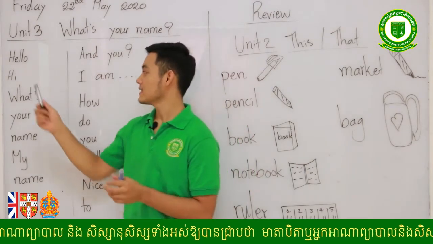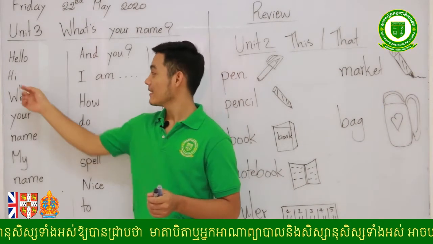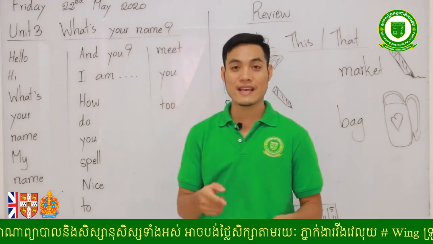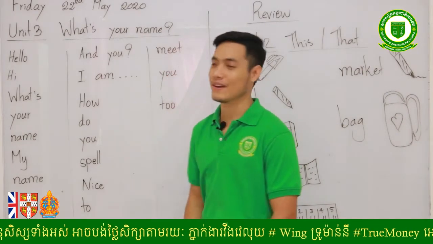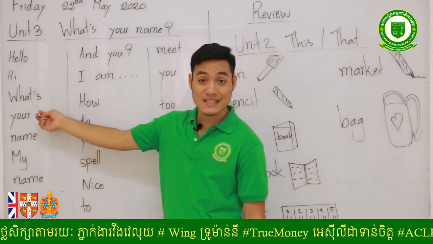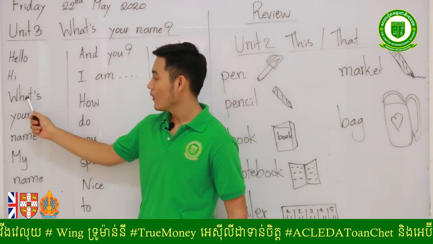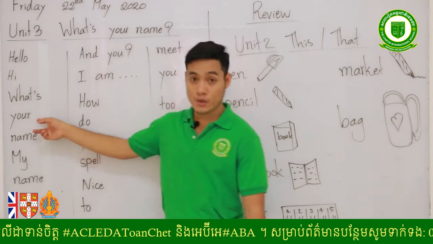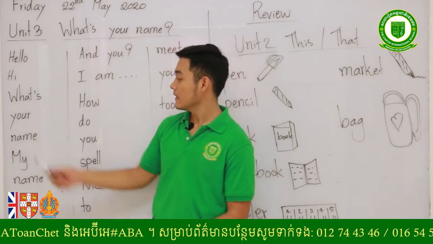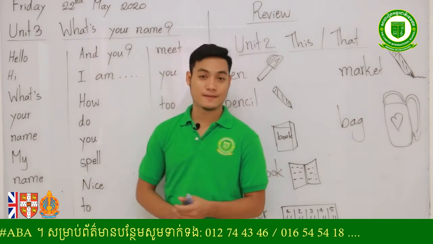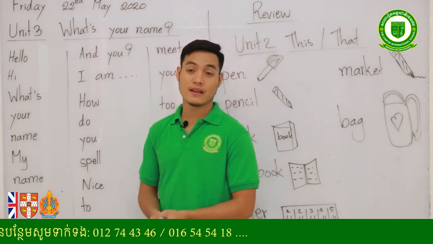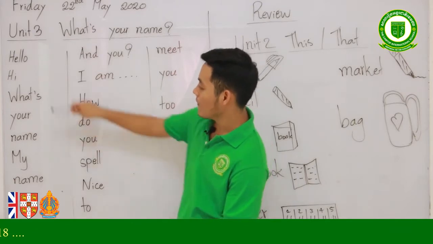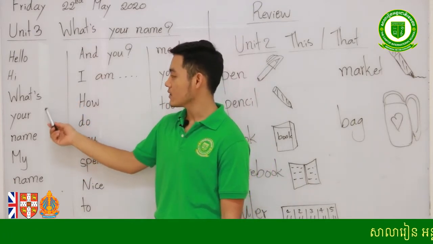The next word, repeat: hi. Hi. When I say hello, students, you say, hi, teacher. Good. The next one is what's. Read together: what's? Good. This one is your. Together, your. The next one is name. Name. Then we will read this together: what's your name?